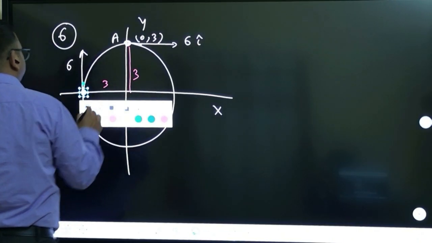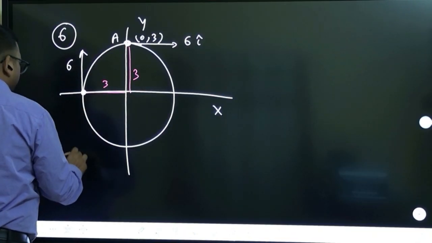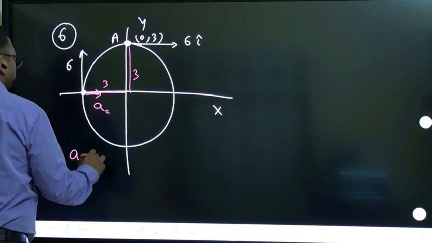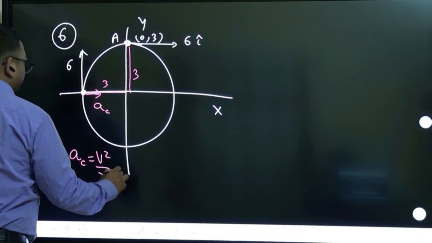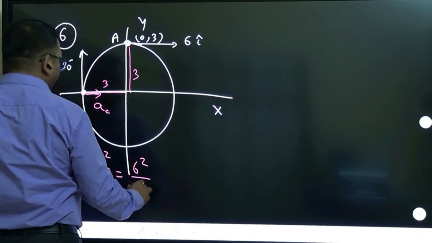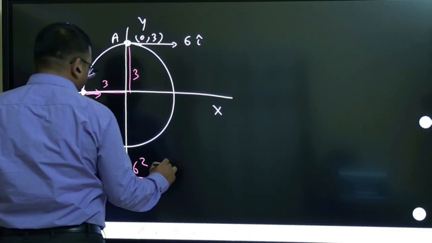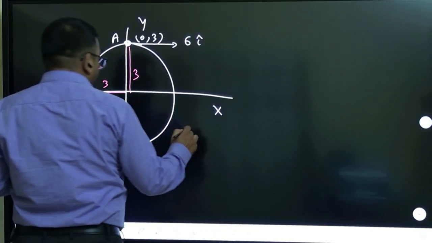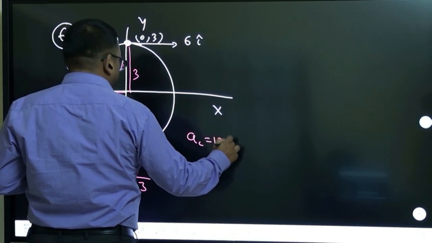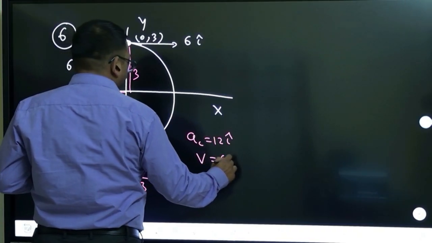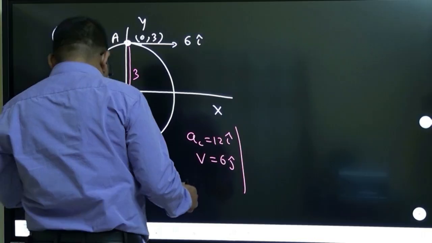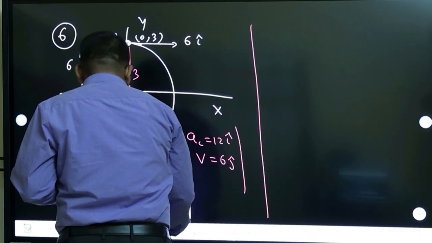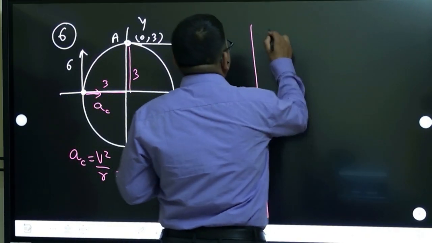So constant speed it is going, only centripetal acceleration. So acceleration will be in this direction, right? Centripetal acceleration is v square by radius, 6 square by 3, so 36 by 3, that is 12. So acceleration will be 12 i cap, and velocity will be 6 j cap. That's the answer. Some of these questions are quite easy questions. I think in the paper we have to be very wise to choose questions and solve. Next question, question number 7.